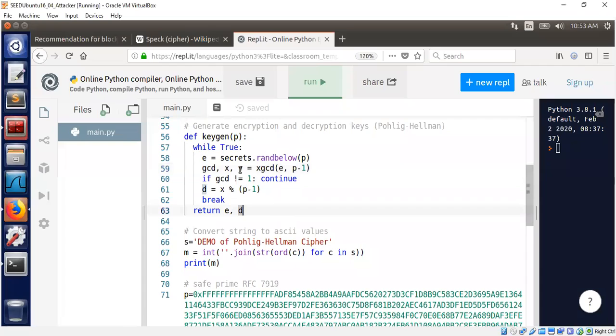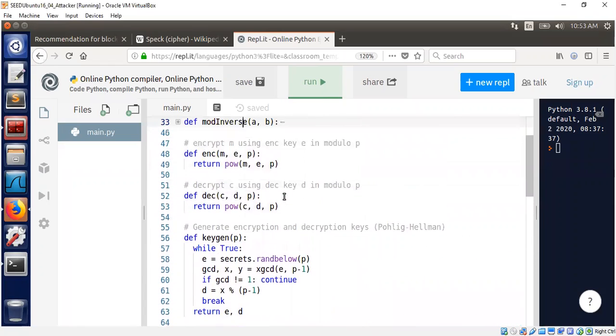This is not many iterations. It is going to terminate very quickly. Most odd numbers will satisfy this property. I'm not going to formalize exactly how many times this loop will run to do the key generation. It's pretty quick, as you will see in my demo. What I'm going to do next is show you the encryption and decryption functions.